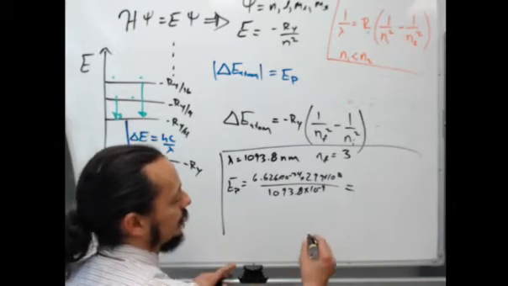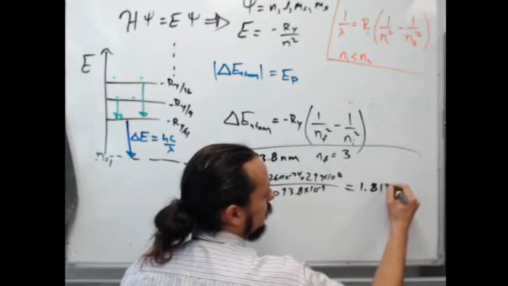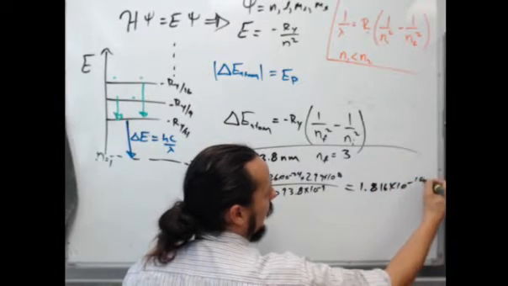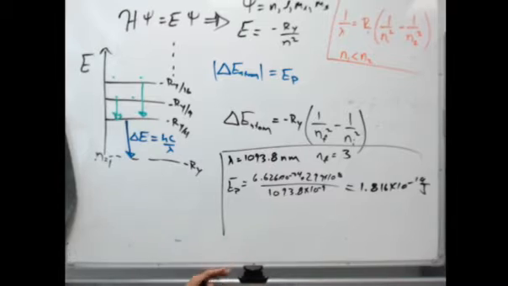It's 1.816 times 10 to the negative 19. It's going to be in units of joules, and that's a reasonable energy for a photon, right? Now the problem here is the energy of the photon is equal to the absolute value of the energy of the atom. So is the atom gaining or losing energy? If it's emission, it's losing energy.